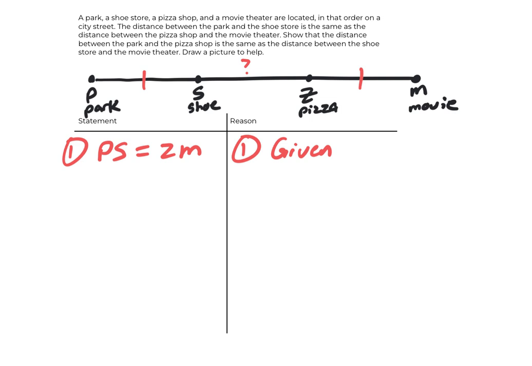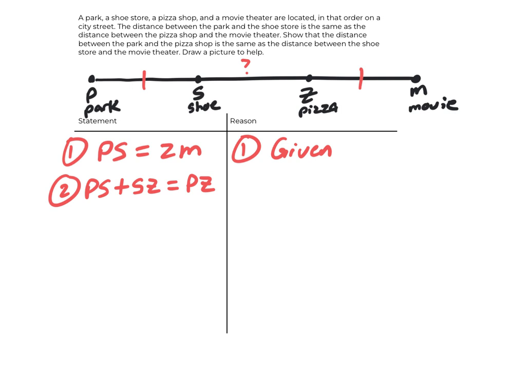So what I'm going to say here is PS plus SZ equals PZ. This length plus this length equals the whole thing, right? Everybody good with what we're saying? If I told you that this was 5 and this was 6 blocks, then 5 plus 6 would be 11 blocks, right? But we're not using numbers, we're just using distances here, okay?